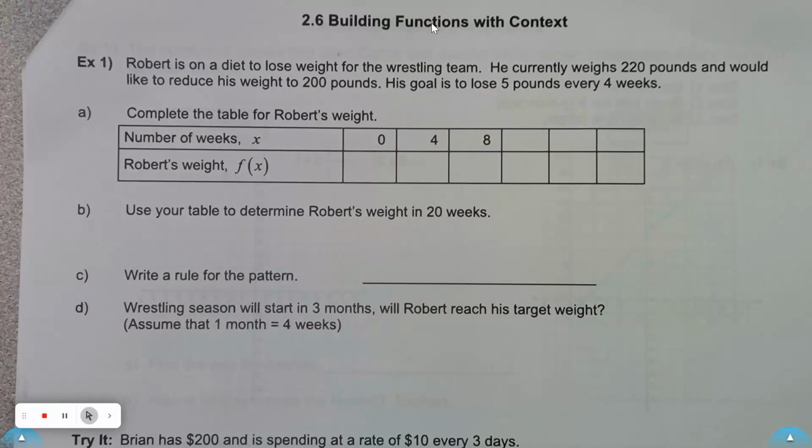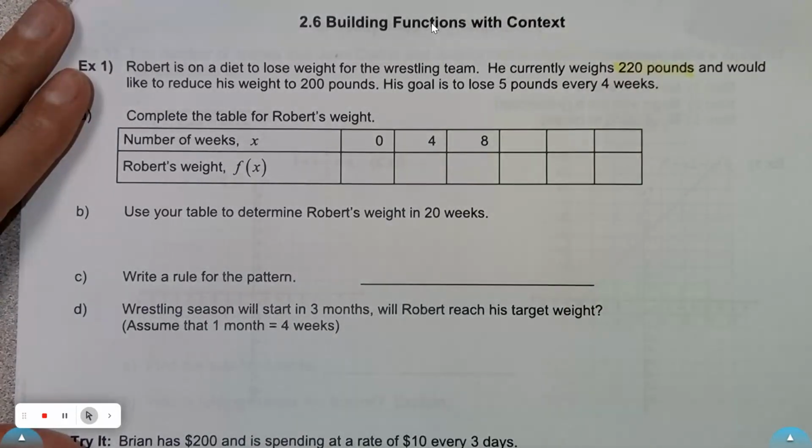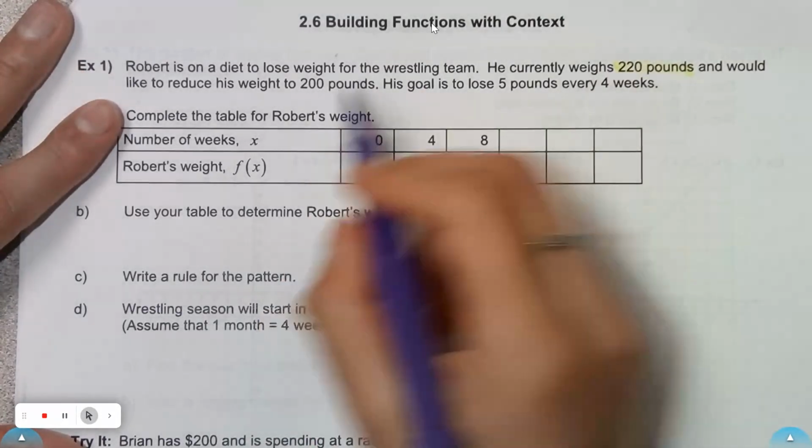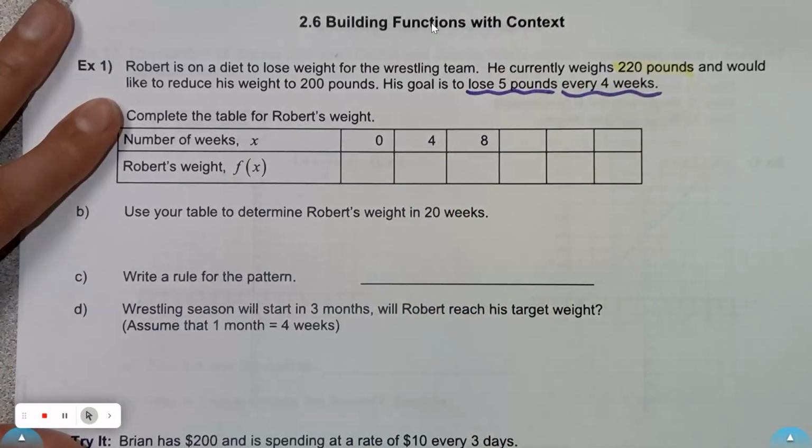All right, so for this one, we're talking about functions with context. Remember, context just means like real world situation, like a word problem. So I'm talking about Robert. Robert is on a diet to lose weight. He currently weighs 220 pounds. Okay, that's useful. And he would like to reduce his weight to 200 pounds. His goal is to lose 5 pounds every 4 weeks.